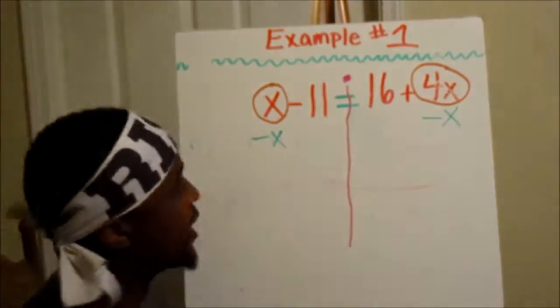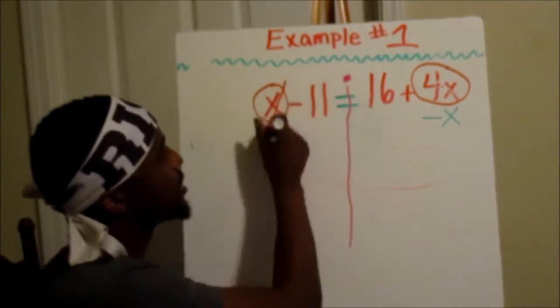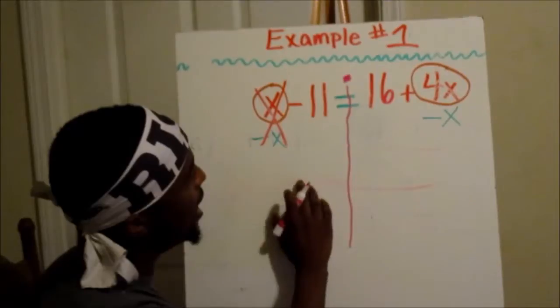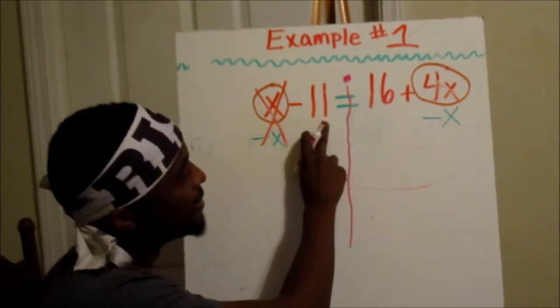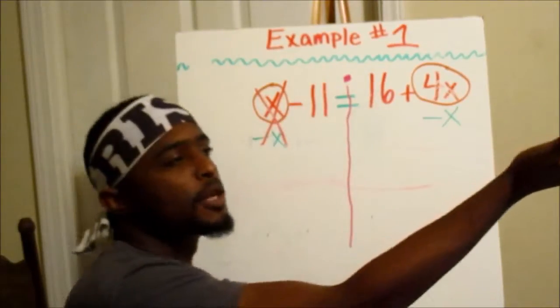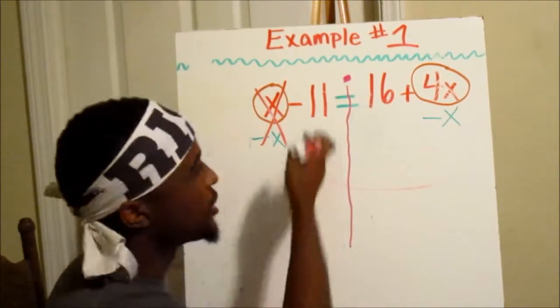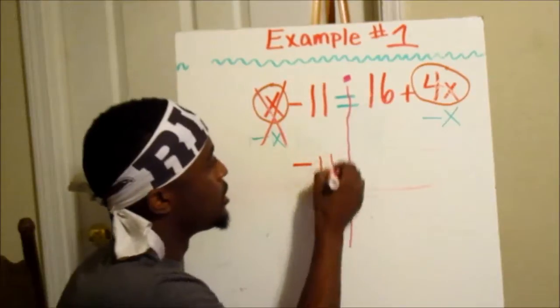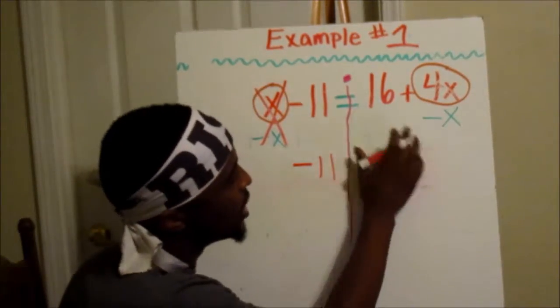Alright, and now we just go ahead and do our math. x minus x, those two cancel each other out. So all I have on this side is this negative 11. I know that looks like a subtraction sign, but we think of that as taking away 11, an 11 quantity. So that's a negative 11. So here I have negative 11. On this side of the equation, I still have my 16.